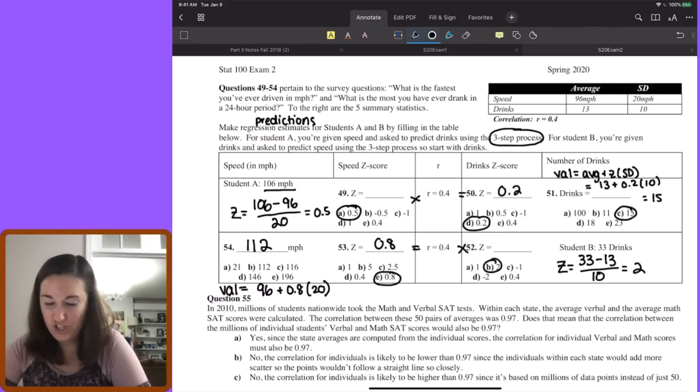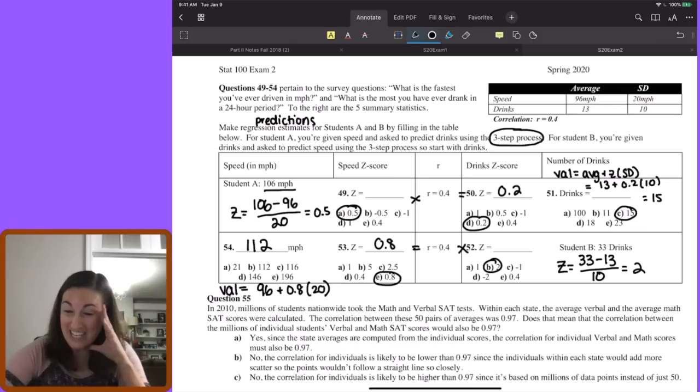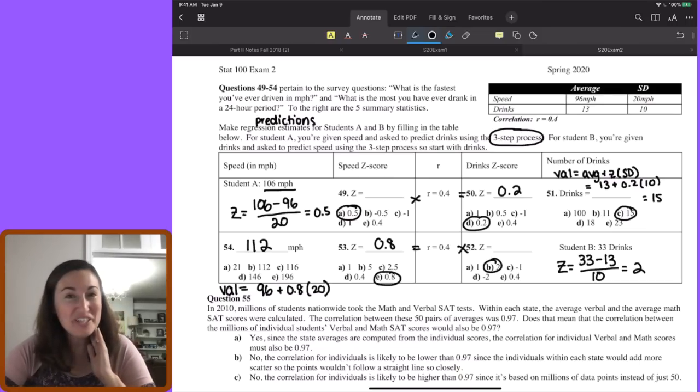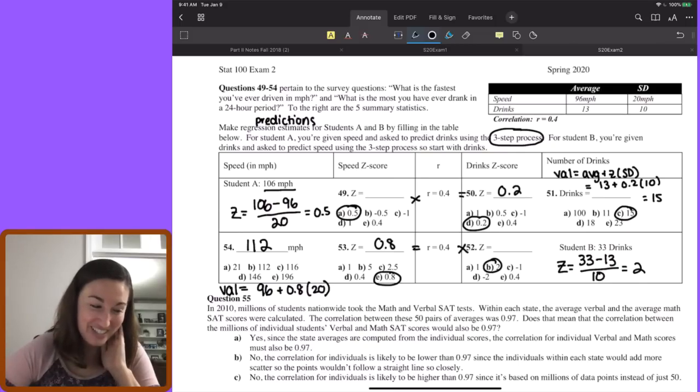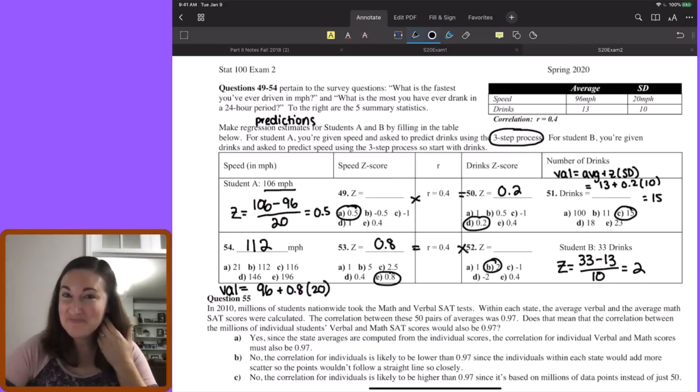So that's my prediction. You drink 33 drinks. What is this? Oh my God, in a 24-hour period. Whoa, baby. We predict your fastest speed is 112 miles per hour. Crazy.